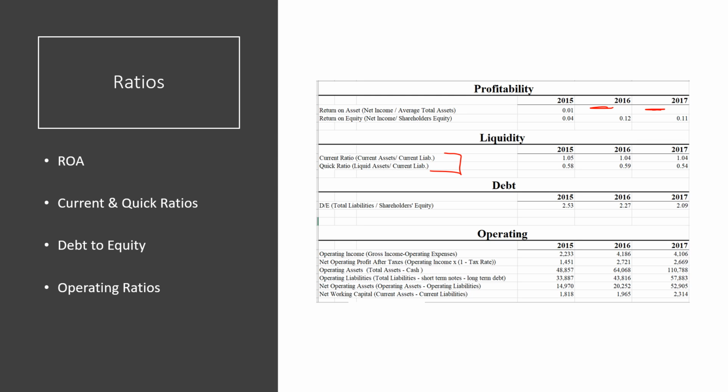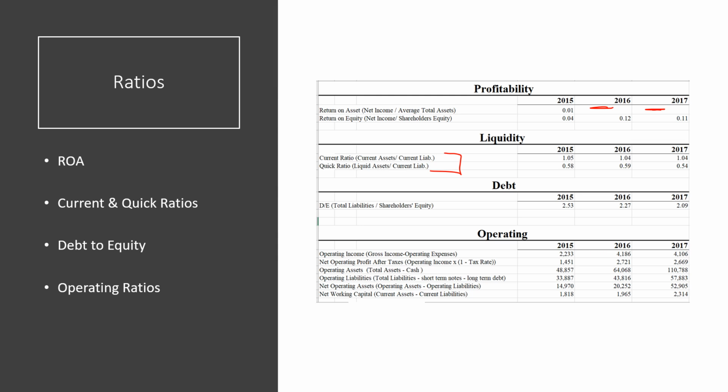The other thing I wanted to mention is the debt to equity. The debt to equity ratio compares a company's total liabilities to its shareholders' equity. This can be used to evaluate how much leverage a company is using. Typically, a higher leverage ratio tends to indicate a company or stock with higher risk to shareholders.